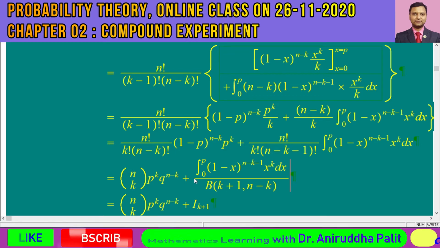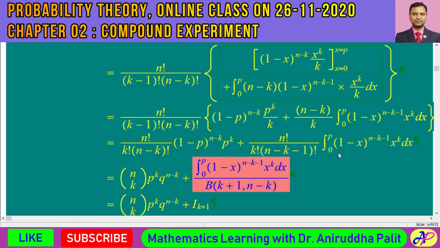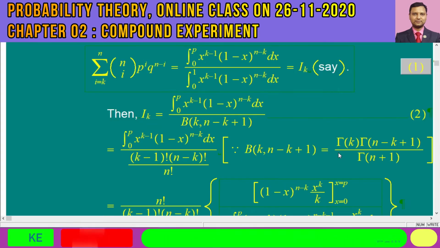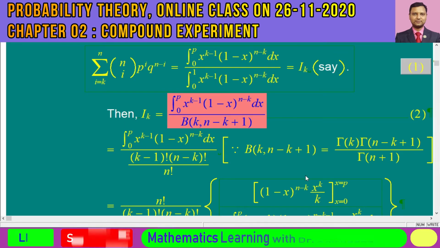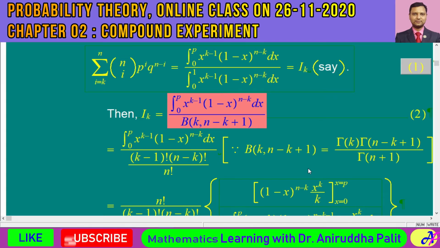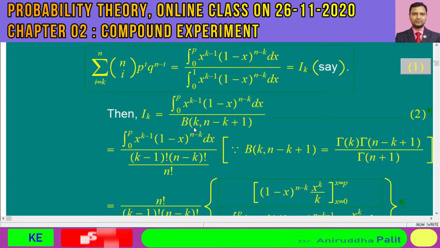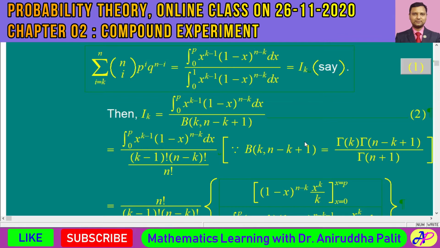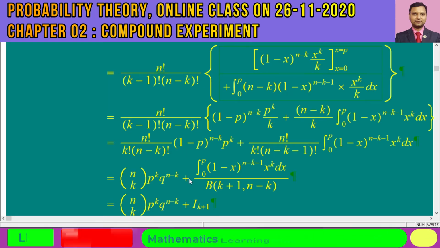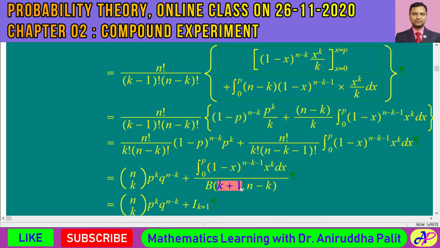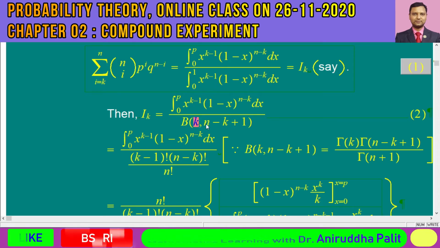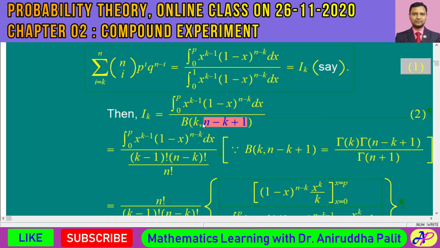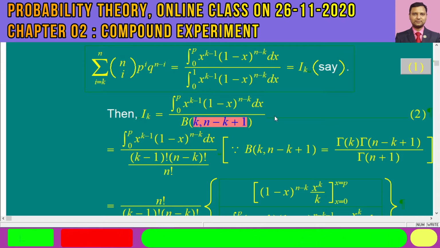Therefore, what we observe is that this is a similar kind of integral to the one we had, that is I_k. And in place of k, if we put k plus 1, just look at the expression. In place of k, if we put k plus 1, in that case we will have this expression. You see, beta of k plus 1 and n minus k. Over there we had beta of k and n minus k plus 1. So 1 is added to these two parameters.